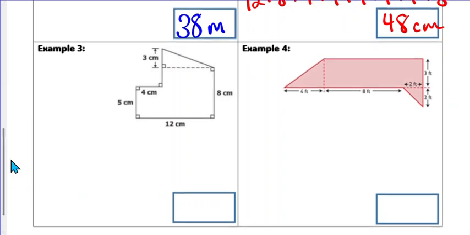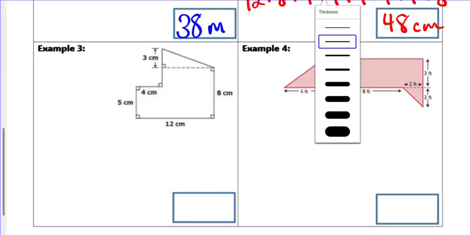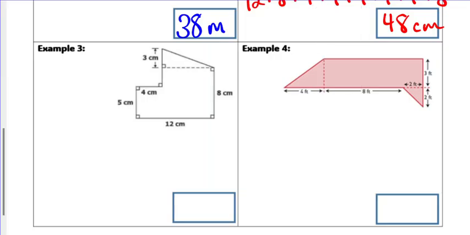All right, example 3 and actually 4, we see kind of the same thing here. So I'm going to highlight the shape first just to figure out what my perimeter really is.